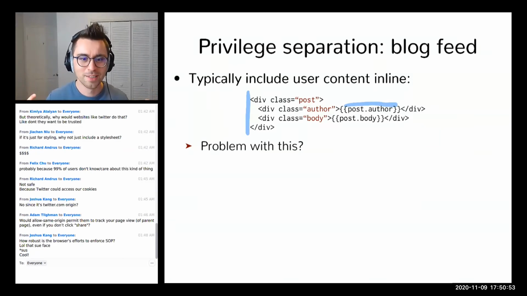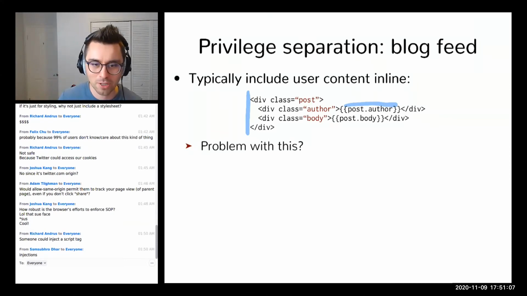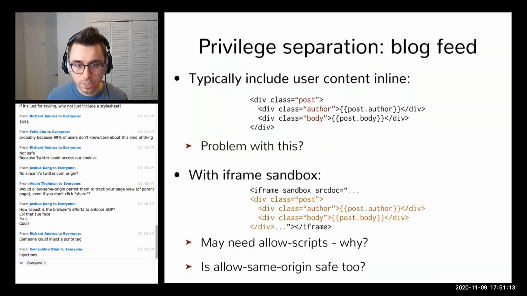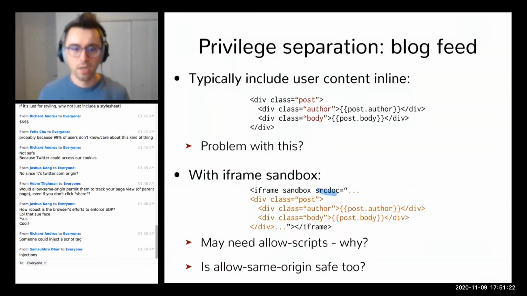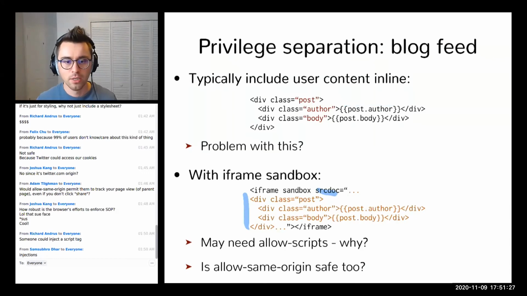What's wrong with this? You've seen this a few times by now. If the post body is untrusted, what goes wrong? Yeah, exactly. So we have our classic XSS bug. With iframe sandbox, how can we load this content in a safe way? One thing we can do is create an iframe sandbox with the srcdoc attribute instead of the src attribute, and just paste in the HTML that we want to render in this iframe. So here it would just be div class post, iframe, and so forth.